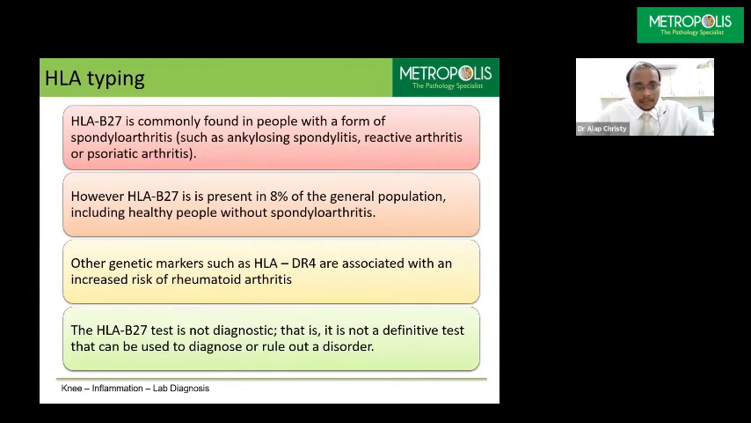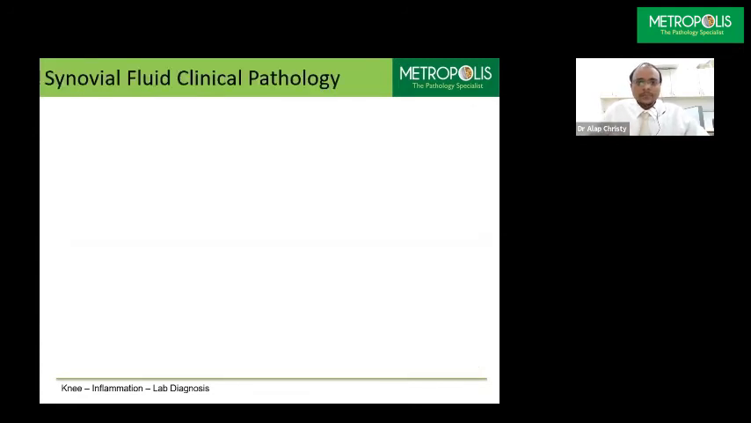When we talk about HLA typing, we have HLA DR4, which is a genetic marker for rheumatoid arthritis. So HLA B27 is not diagnostic, that is, not a definitive test, but it can be used to diagnose or to rule out a disorder. Definitely you should include that in the panel when you are suspecting that the pathology behind the knee pain is going towards psoriatic arthritis or ankylosing spondylitis.